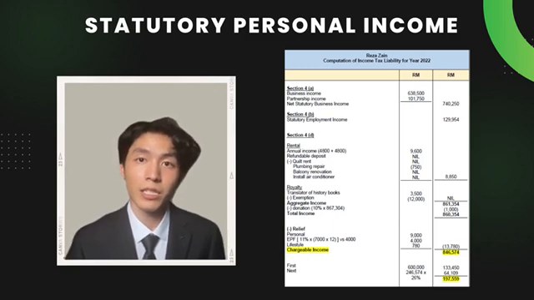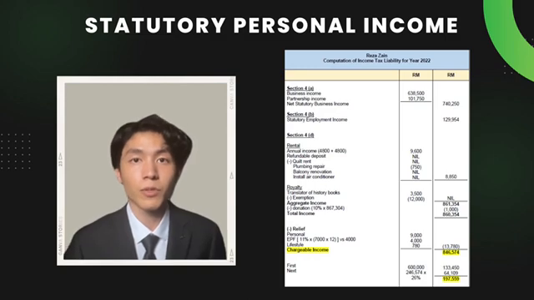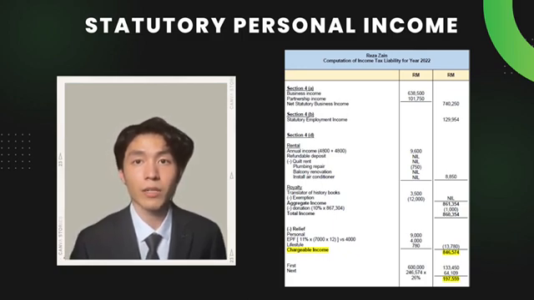RM246,574. Next is RM246,574 times with the 26%, which is the tax rate, and we get RM64,109,000. So the next tax payable is RM197,559. That's all from us.